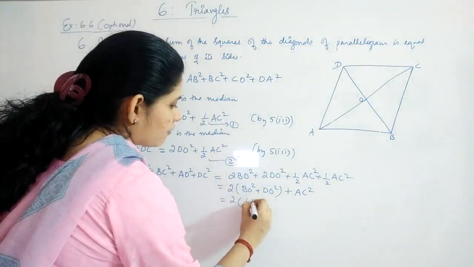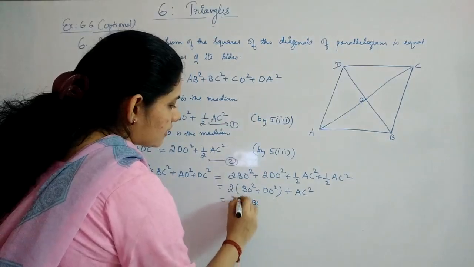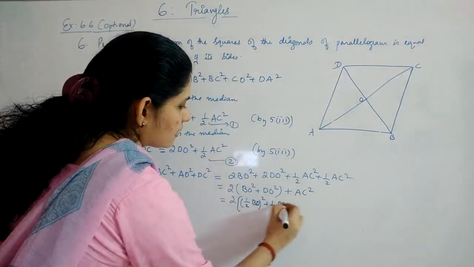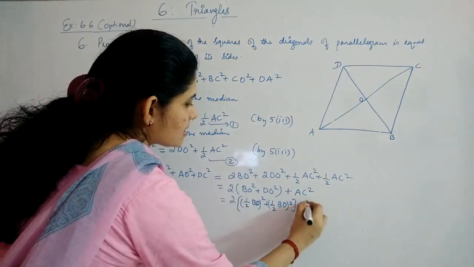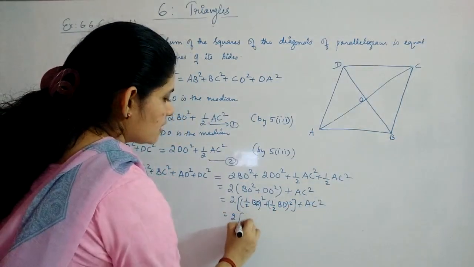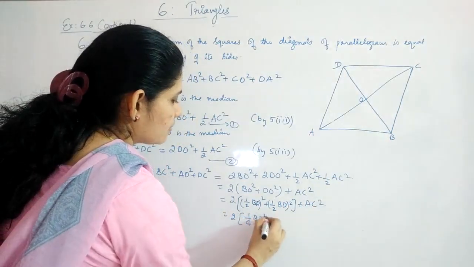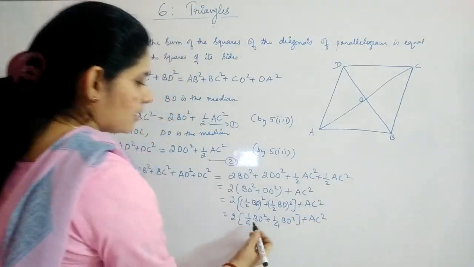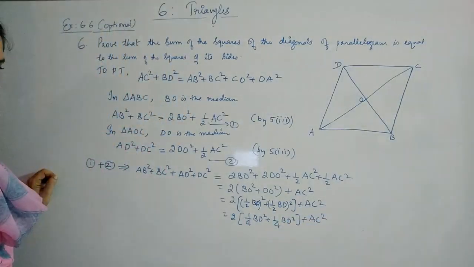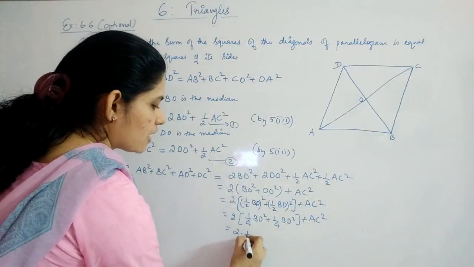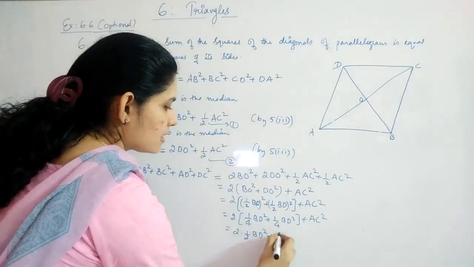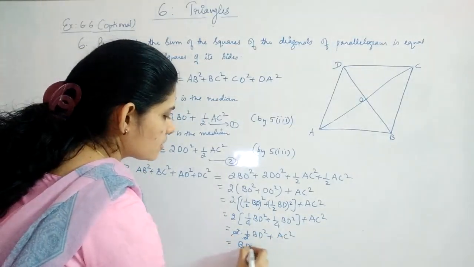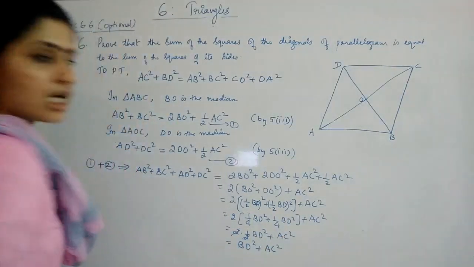Okay, so half BD whole square plus half BD whole square plus AC square. So this will give you 1 by 4 of BD square plus 1 by 4 BD square plus AC square. 1 by 4 plus 1 by 4 will give you half. So it is 2 times half of BD square plus AC square. These two get cancelled and you are getting BD square plus AC square, which are the diagonals.